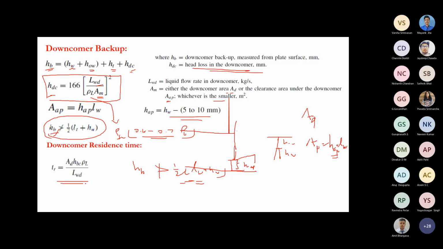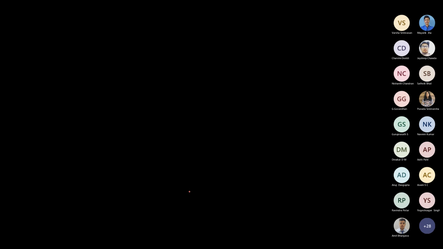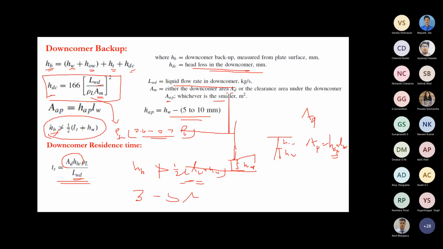This residence time will normally be 3 to 5 seconds, with a minimum of 3 seconds. The minimum residence time required in the downcomer is 3 to 5 seconds. How will you calculate this? It is AD into HBC into rho L divided by LWD, the liquid flow rate in the downcomer. Once that is done, you have to calculate the efficiency.